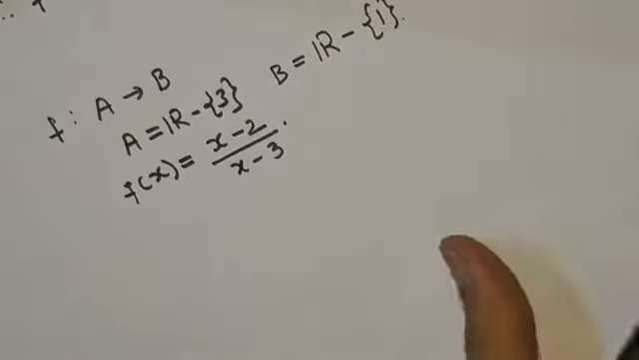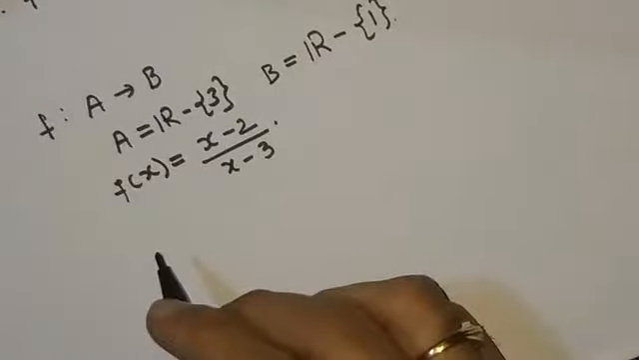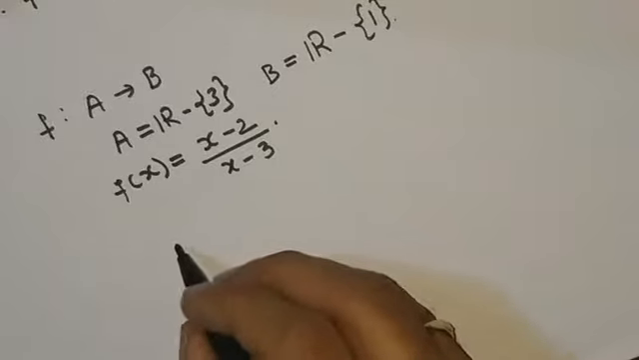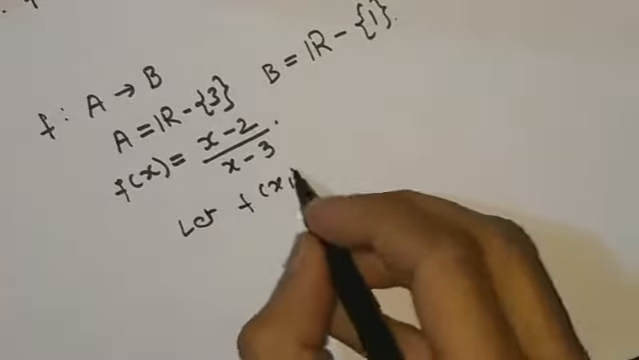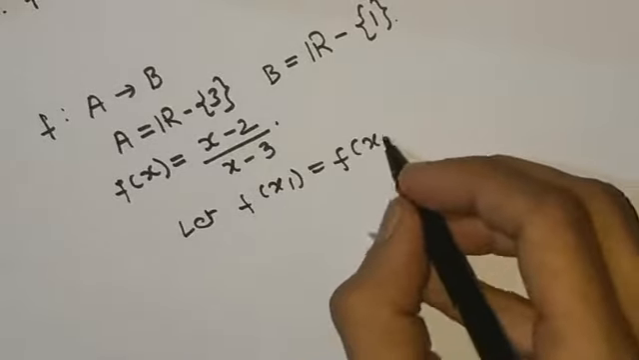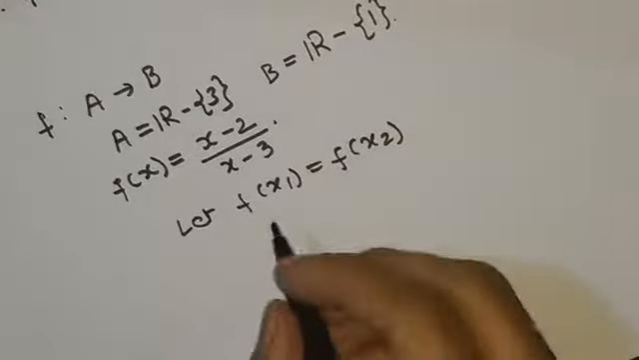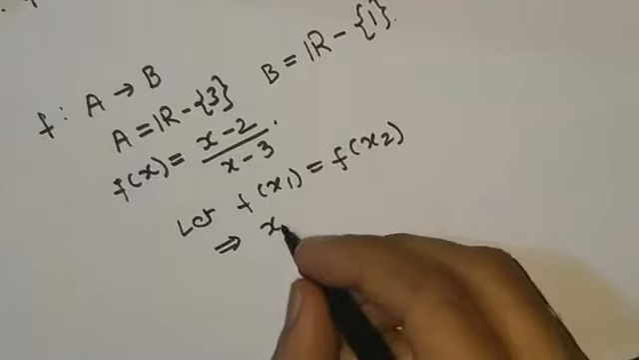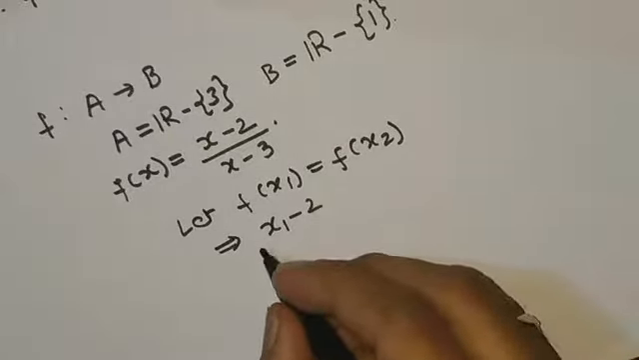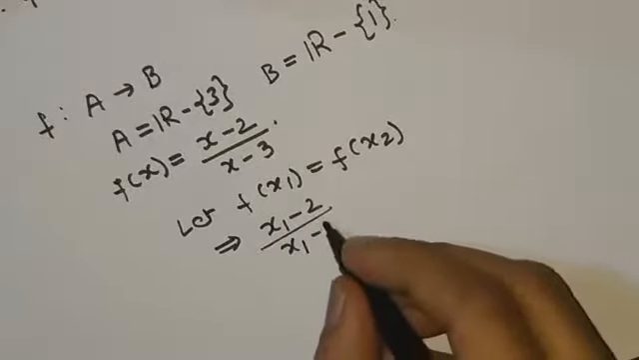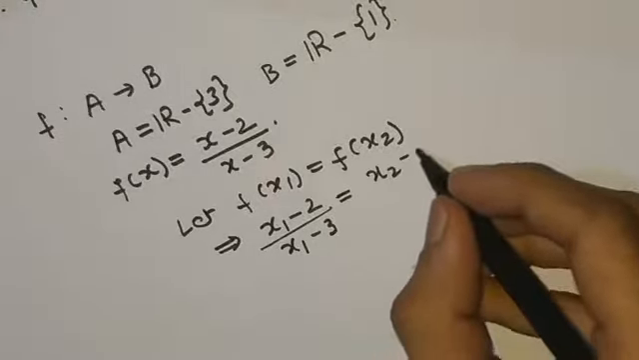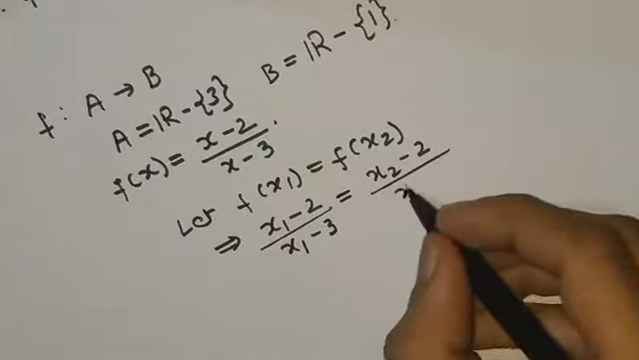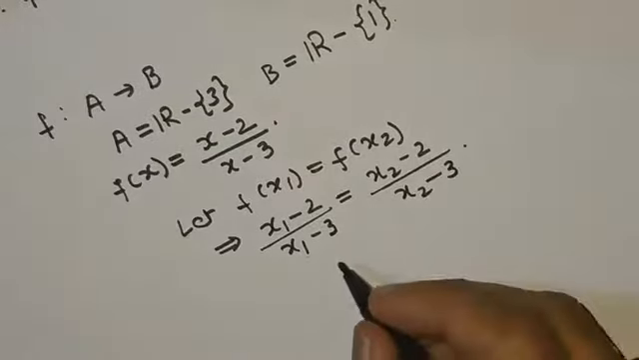First we will look at 1-1. So let f(x1) be equal to f(x2). Okay, so that means (x1 minus 2) divided by (x1 minus 3) is equal to (x2 minus 2) divided by (x2 minus 3).